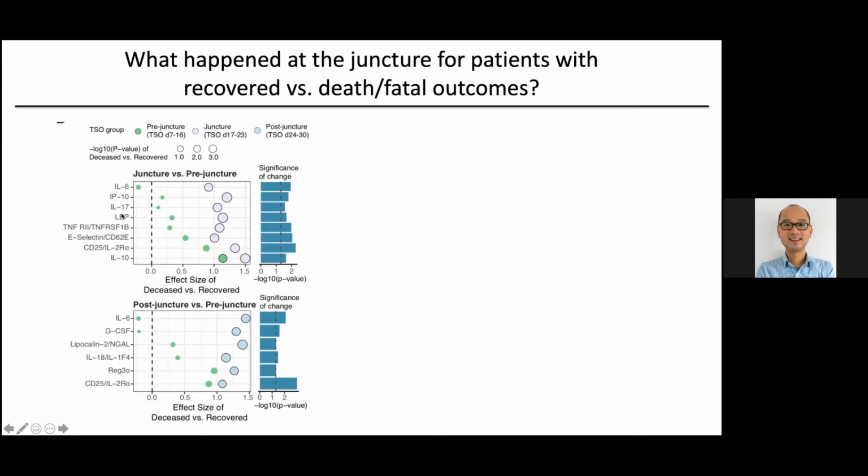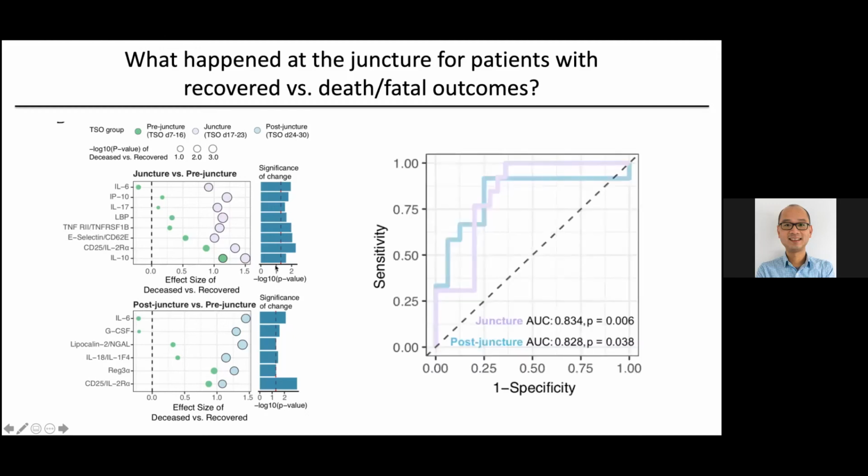And then there are also other ones like IL-17, or even markers of inflammation and other types of things that are divergent around this time point. You can see the same thing even after you look at the post-juncture period versus before. So there's basically a temporal shift. And in fact, if you look at the markers at this time point, you can predict fairly well who's going to proceed onto death versus recovery. This is the AUC curve of that prediction using these markers.